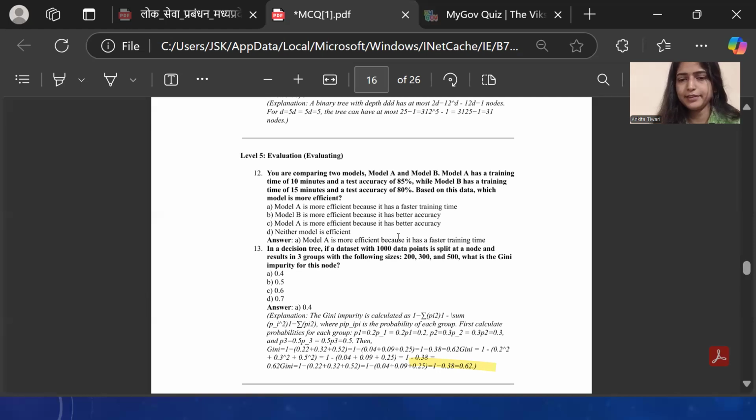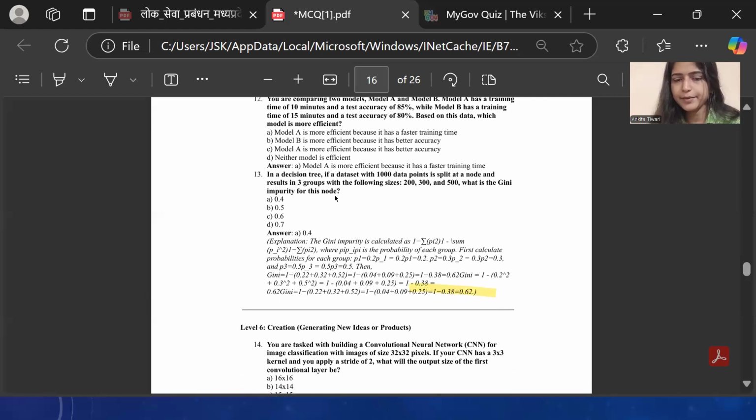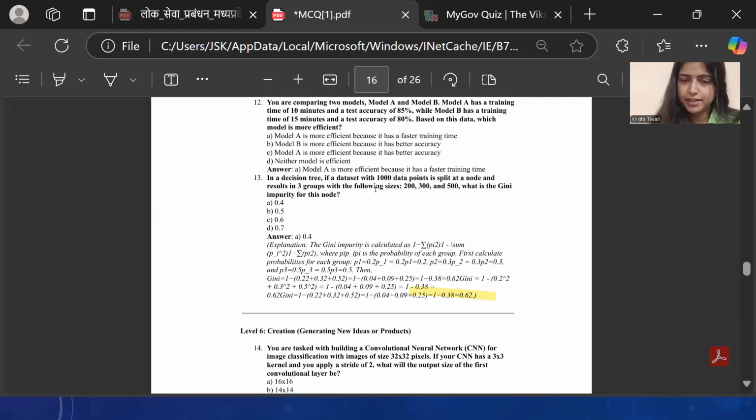Yes, it is correct. Okay, in a decision tree, if a data set with 1000 data points is split at a node and results in three groups with the following sizes: 200, 300, 500, what is the Gini impurity for this node? 0.4. And here you can find this explanation.